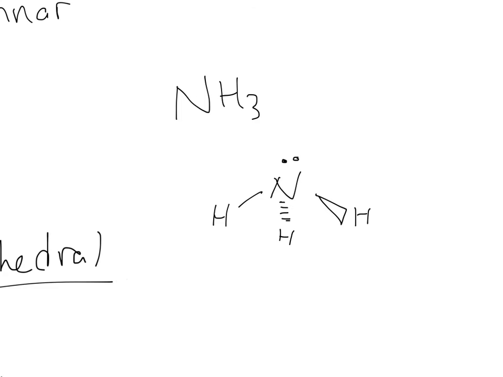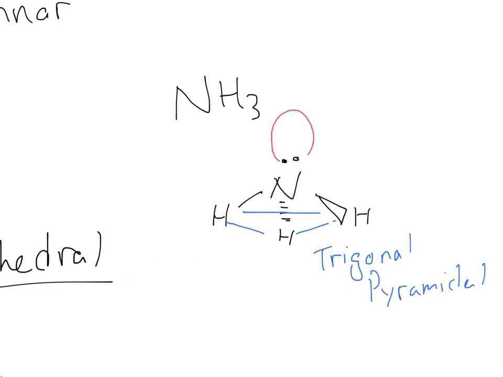And the lone pair still occupies space, so we still have to count it. So it occupies this space above. And it still forms an overall tetrahedral. But because we don't include the lone pair in its actual shape, it's only got this pyramid here, like this. So unlike the trigonal planar one, this one's actually three-dimensional. So we call it trigonal pyramidal.